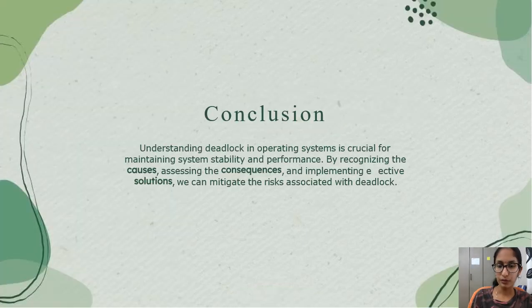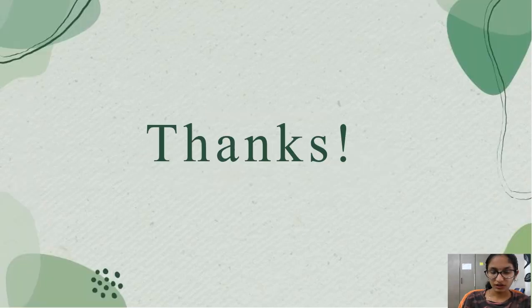Let us see the conclusion of this video. Understanding deadlocks in operating systems is crucial for maintaining system stability and performance. By recognizing the causes, assessing the consequences, and implementing effective solutions, we can avoid the risks associated with deadlocks.